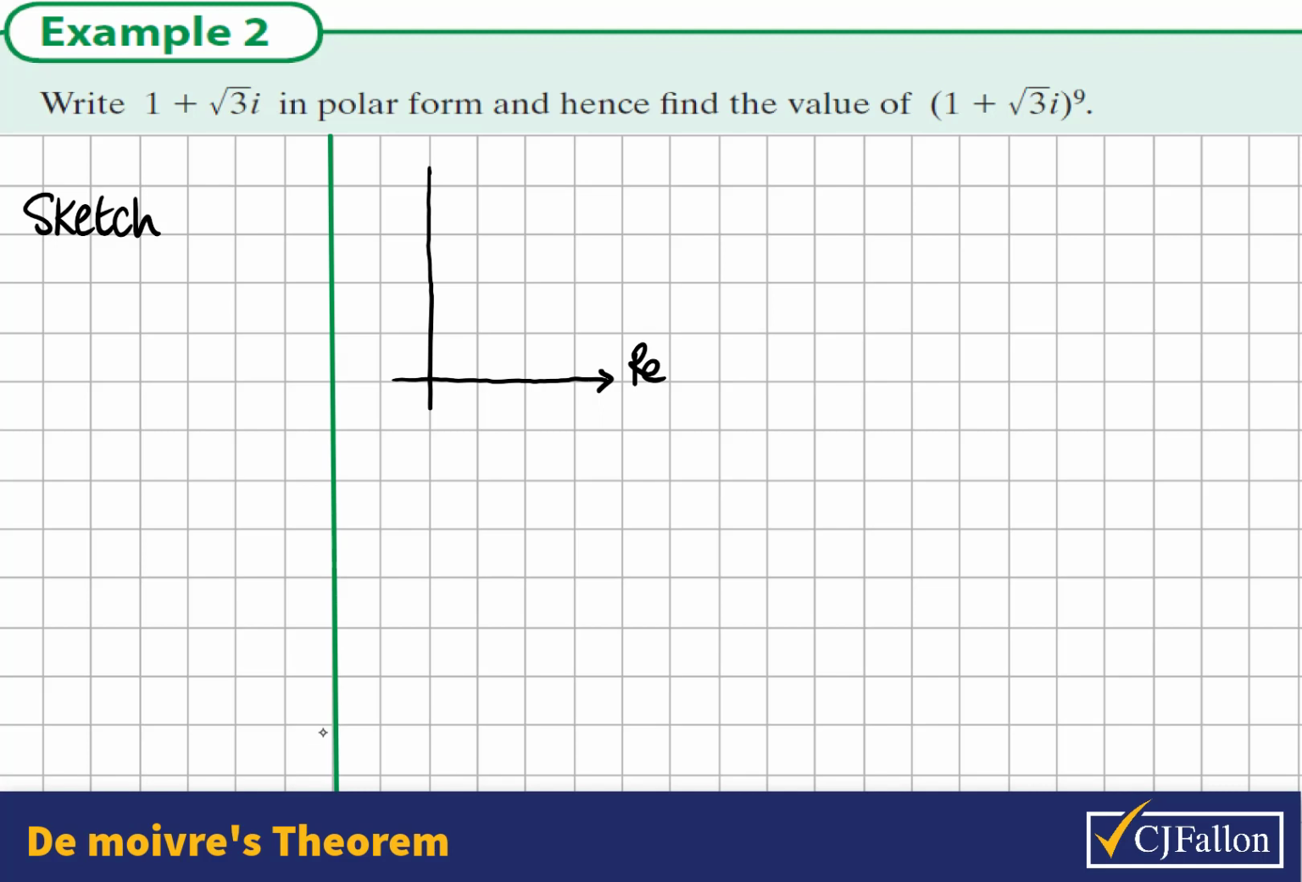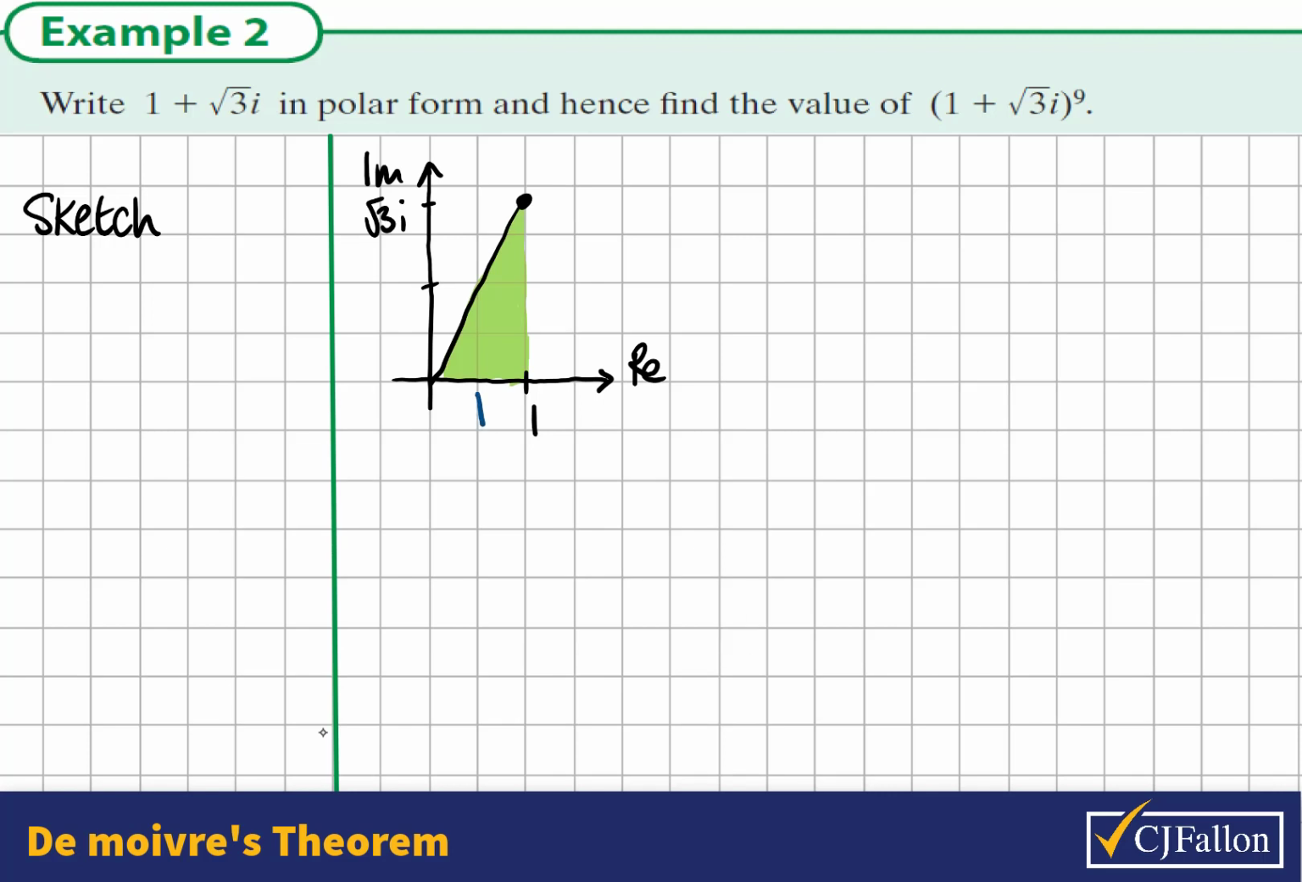We know its real part is 1 and its imaginary part is root 3i. Root 3 is roughly 1.7. We see that this number appears in the first quadrant of the Argand diagram.